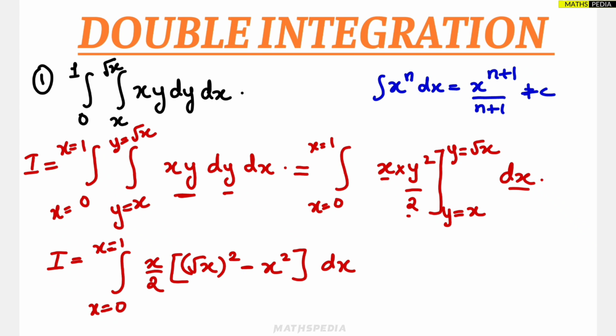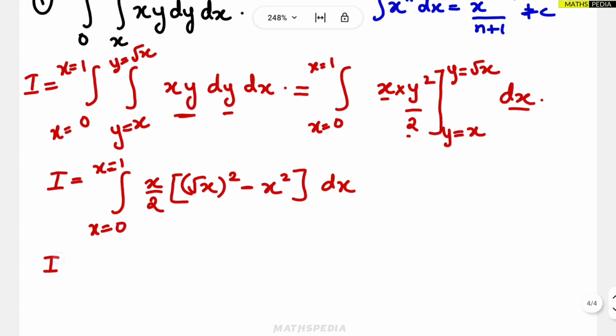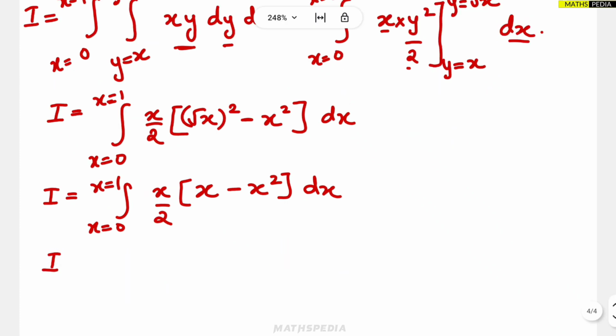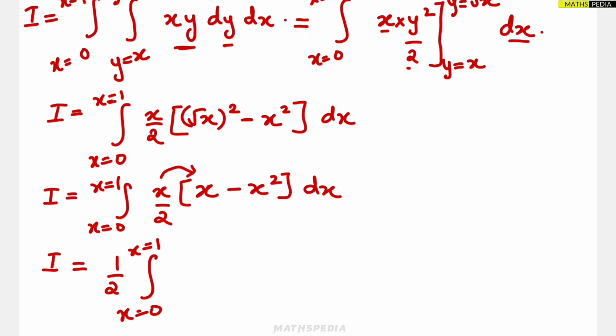If you want, we can simplify. So I becomes integration of x equal to 0 to x equal to 1, x by 2 times the bracket. Inside, root x square will be x itself, minus x square has come. Then dx. You can take 2 outside because it is the constant value. So it will become 1 by 2, then integration of x equal to 0 to 1. Then we can multiply this inside. It will become x square minus x cube. Then dx is there.